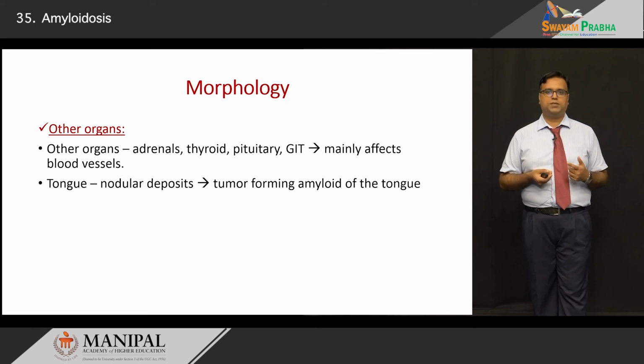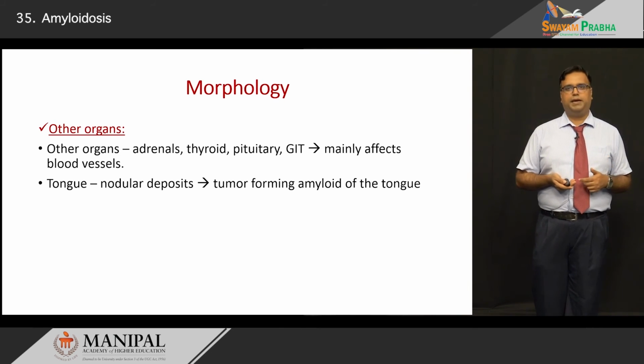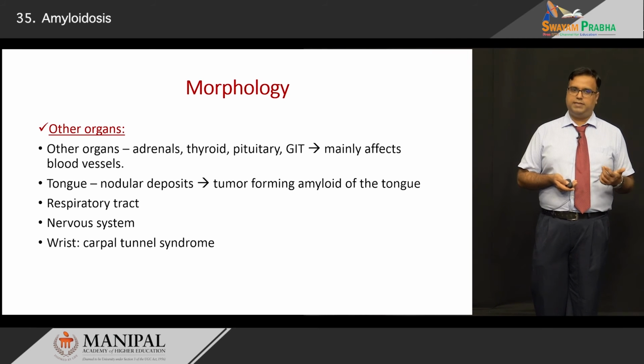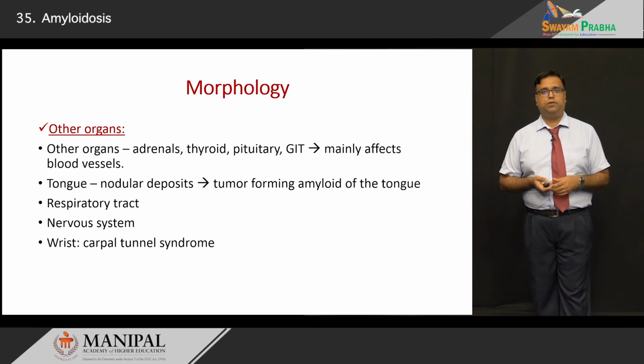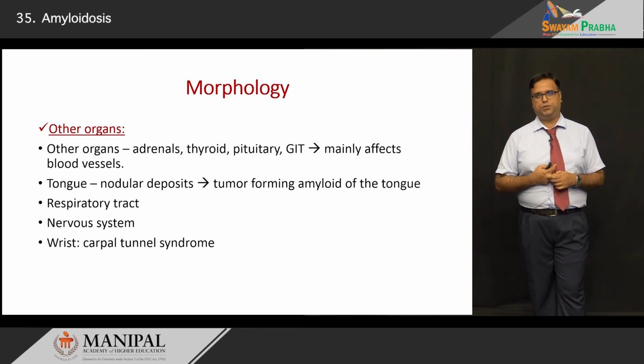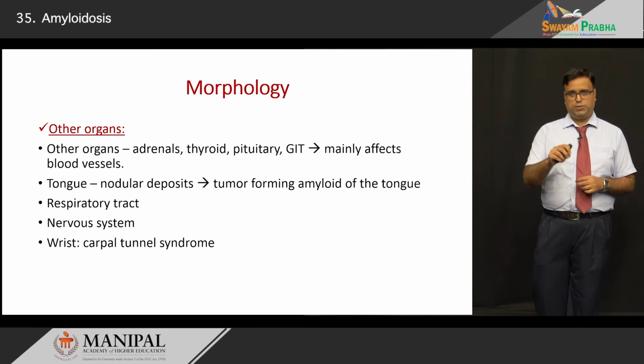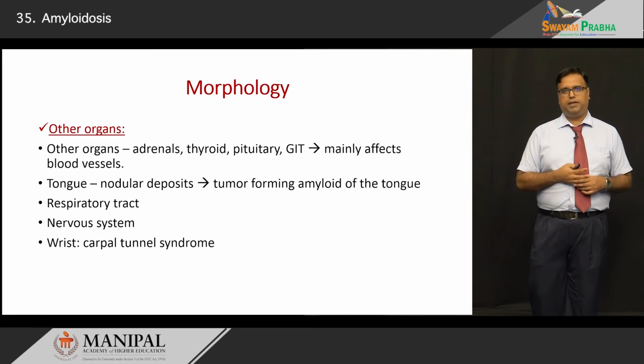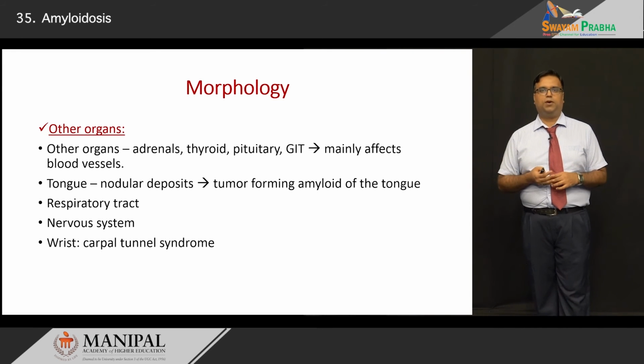Okay, so you can have what is called tumor-forming amyloid of the tongue, respiratory tract, CNS, wrist. A lesser known fact, it is one of the causes for carpal tunnel syndrome, outside of conditions such as hypothyroidism, and also your ergonomics where it comes into play, people using computers for a long time.